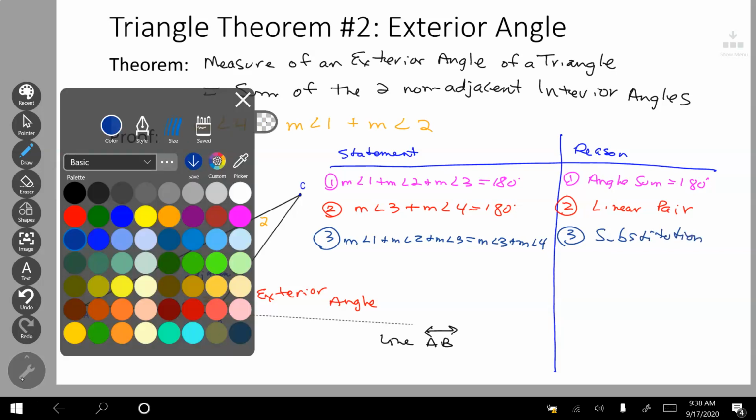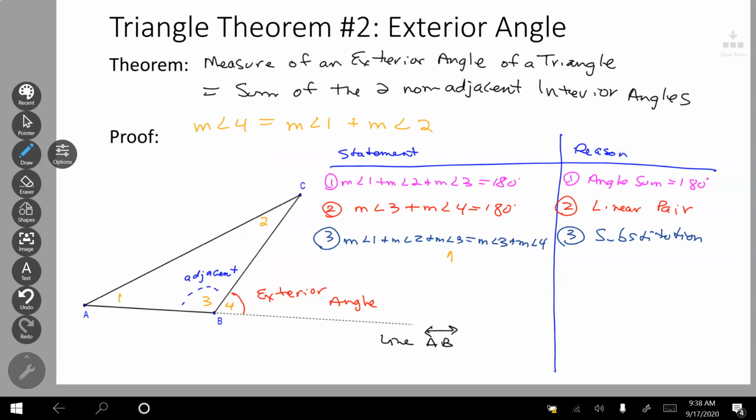But then I see that these two guys can cancel out. And then my last statement is the measure of angle 1 plus the measure of angle 2 is equal to the measure of angle 4, because I subtract out angle 3. So that's just by subtraction. And there we go for that proof. So let's try some examples.